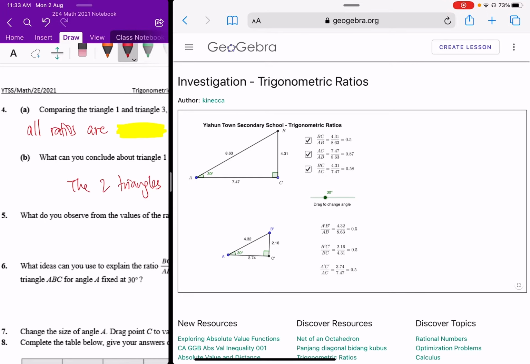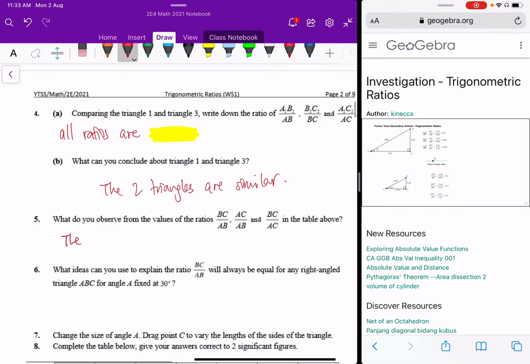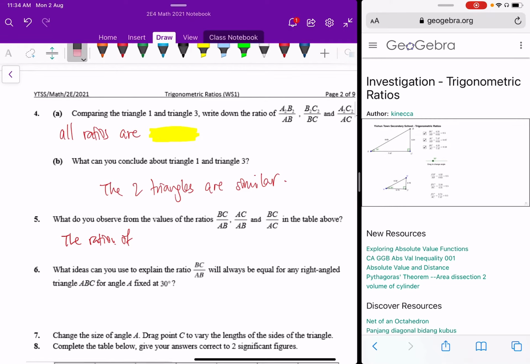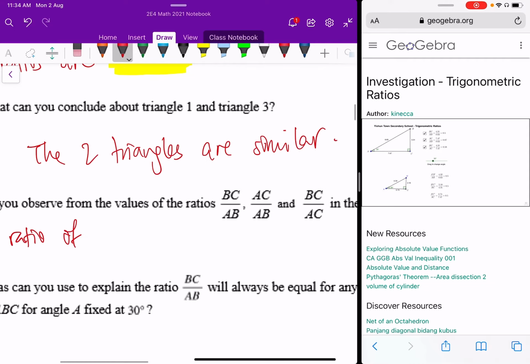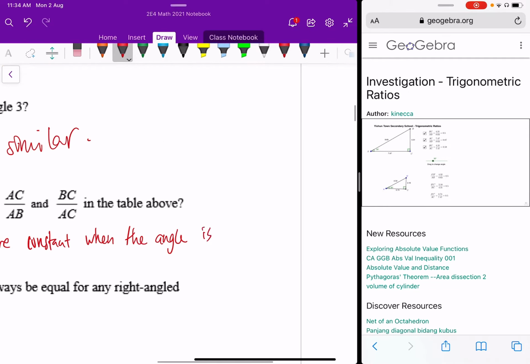Okay, so can you notice anything about these three? The ratios of BC over AB, AC over AB, and BC over AC are constant when the angle is fixed at 30 degrees.